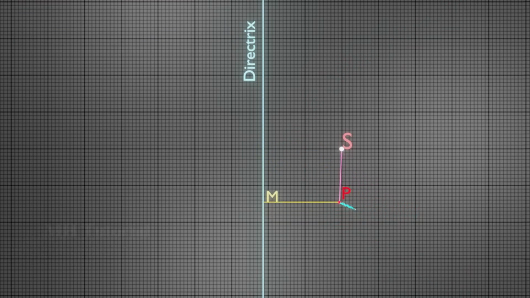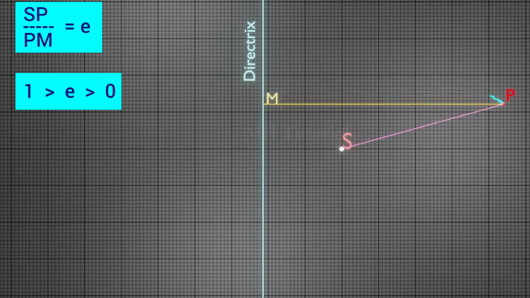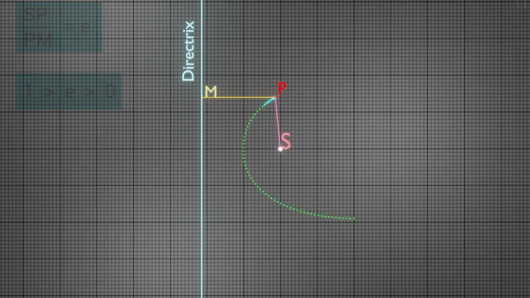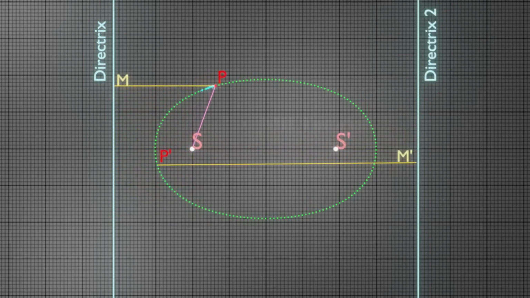Again, let us move the point P with a new constraint. This time it moves in such a way that the ratio of SP and PM remains fixed and less than 1. In this way, the trajectory it creates is called an ellipse. Unlike hyperbola and parabola, an ellipse is a closed curve. By symmetry, it also has two directrix and two focal points and two vertex points.